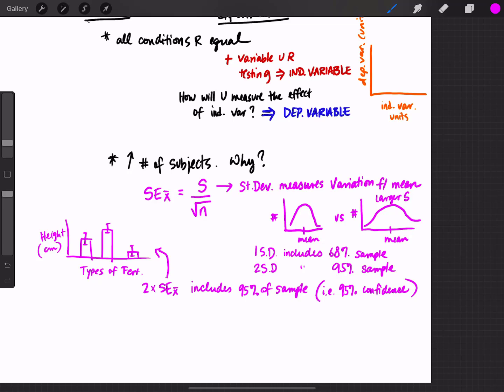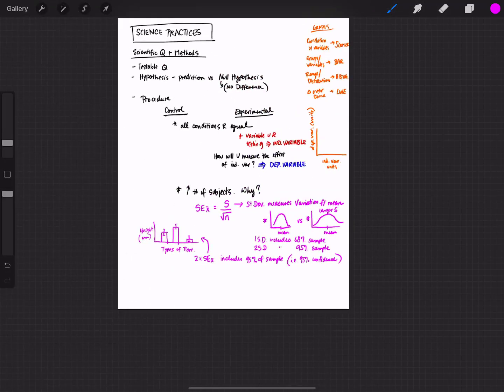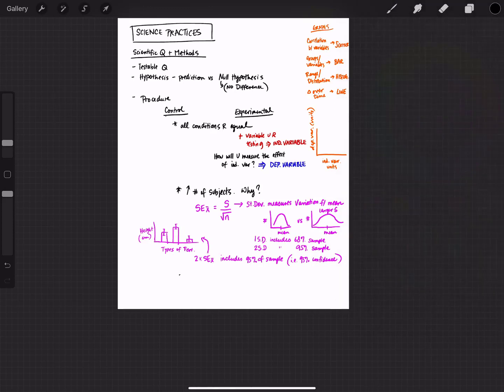So you would go 2 units above and 2 units below the mean. Okay, and in science, you don't want the standard error bars to overlap. It's always better if you want to show distinct differences if those standard errors do not overlap.